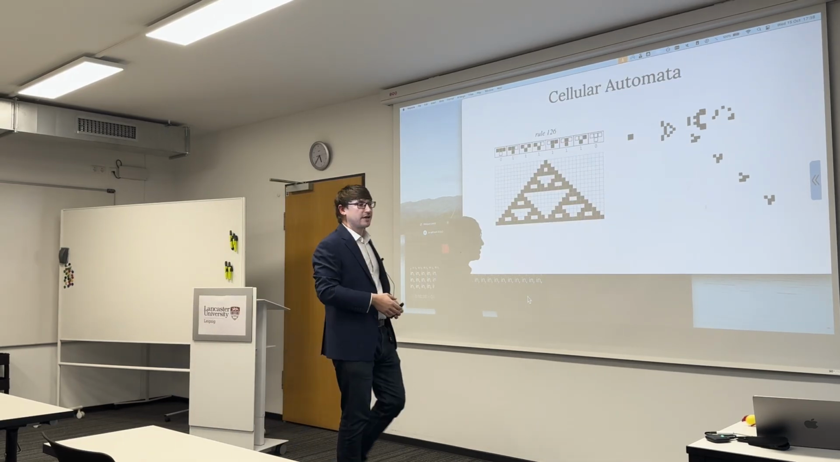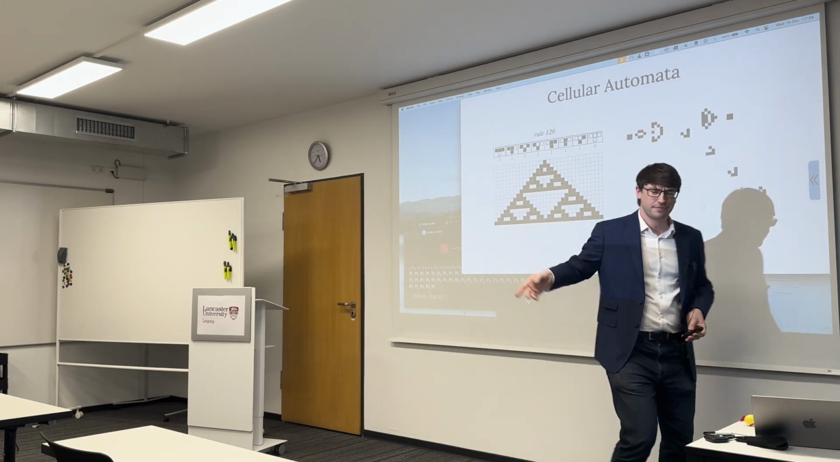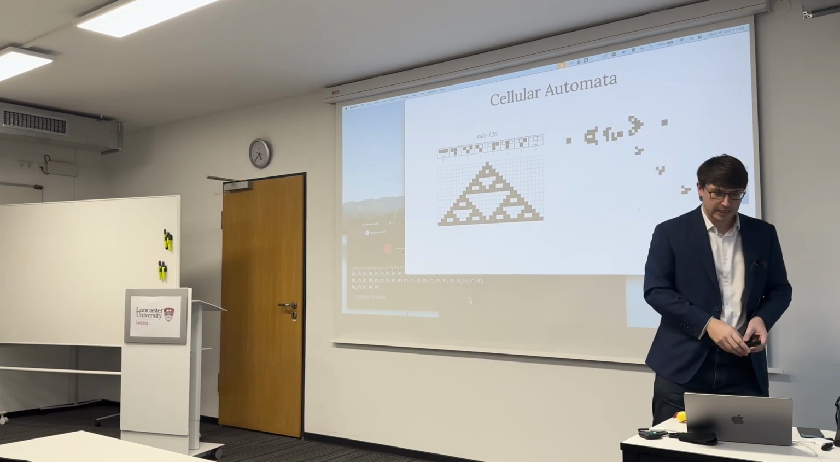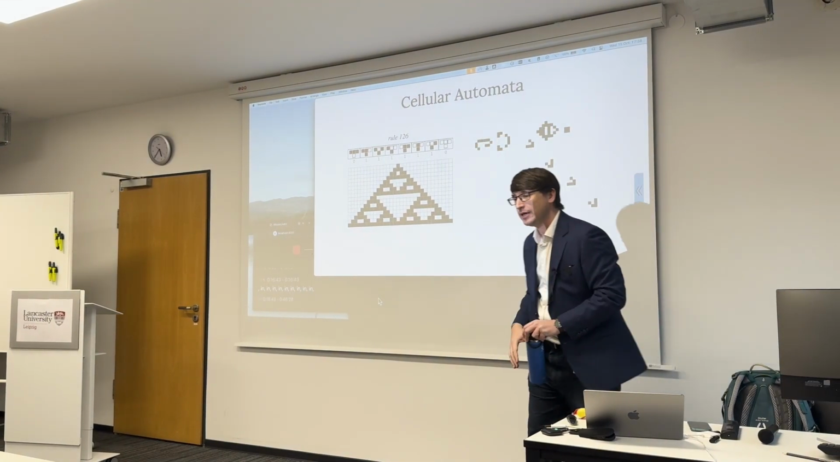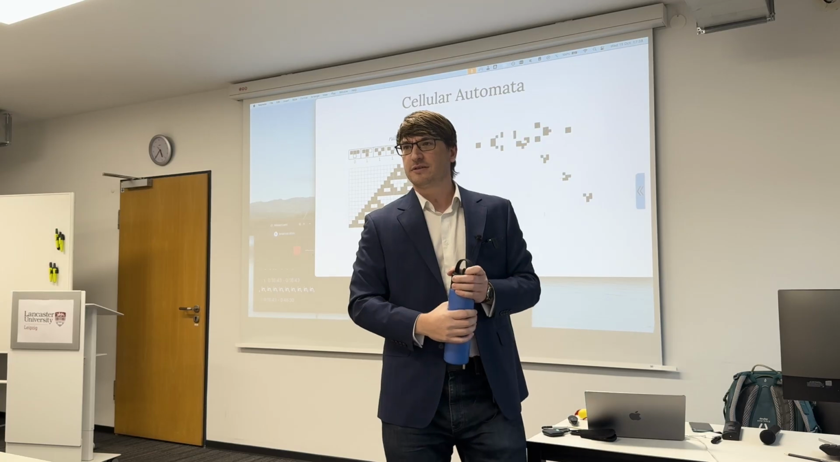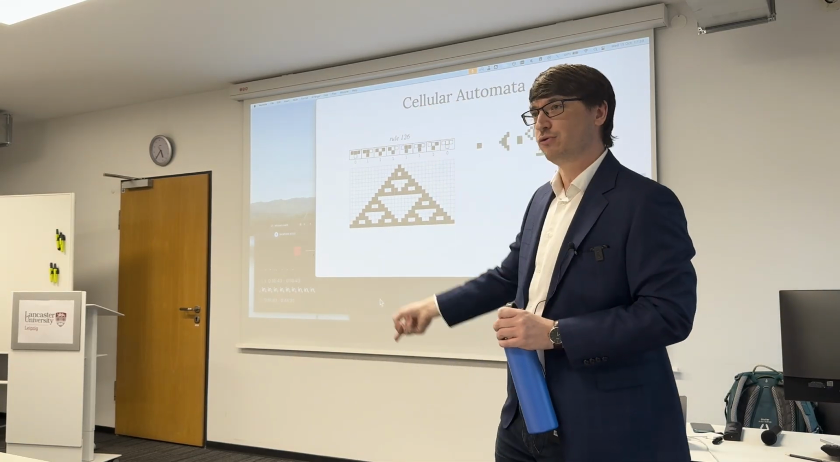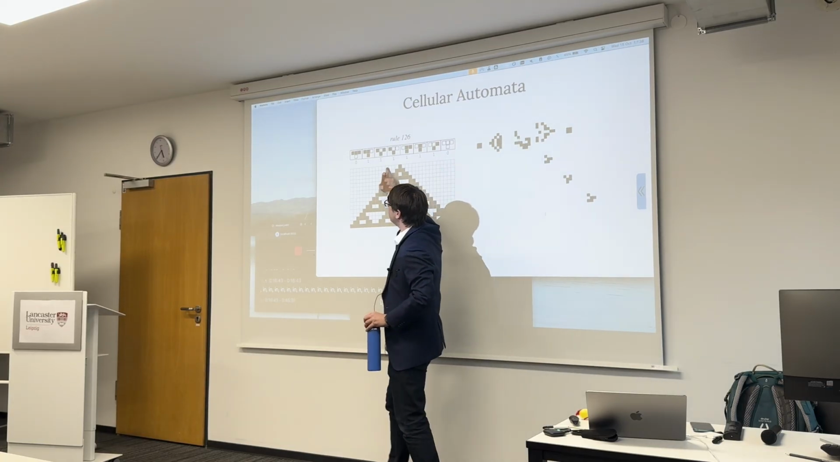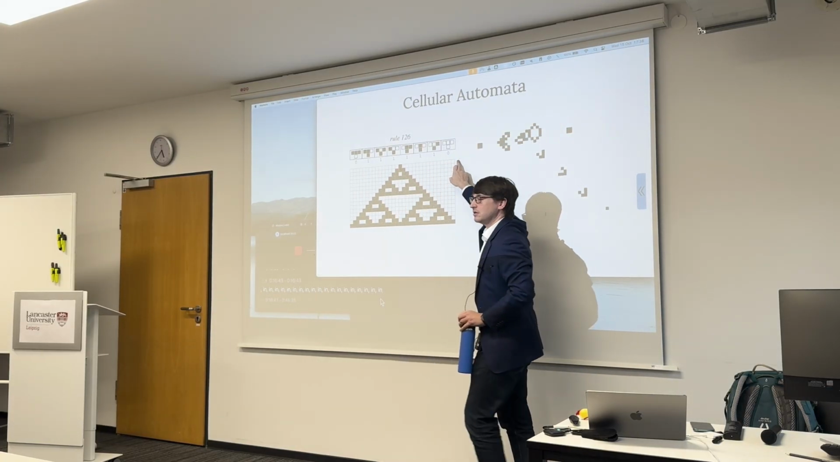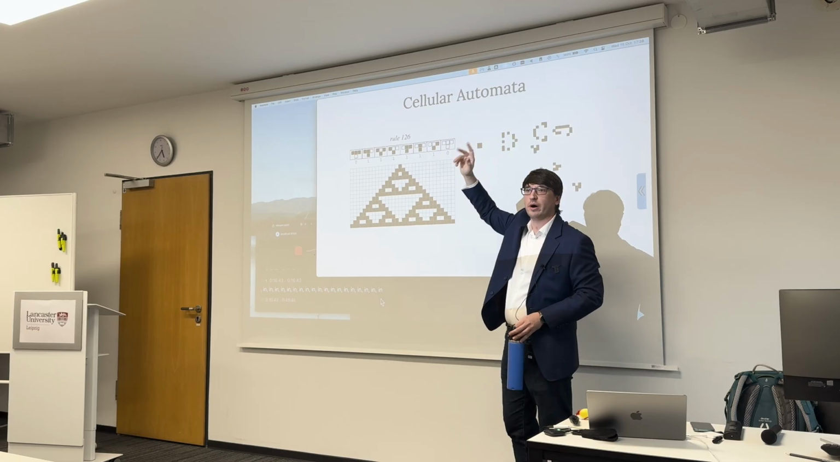So this is a cellular automata. That's a lie. This is a picture of two cellular automata. The one on the left is what we call an elementary cellular automata. So that has one spatial dimension and one temporal dimension. So you can think of it as being a bunch of cells across here with different states, 0 or 1.